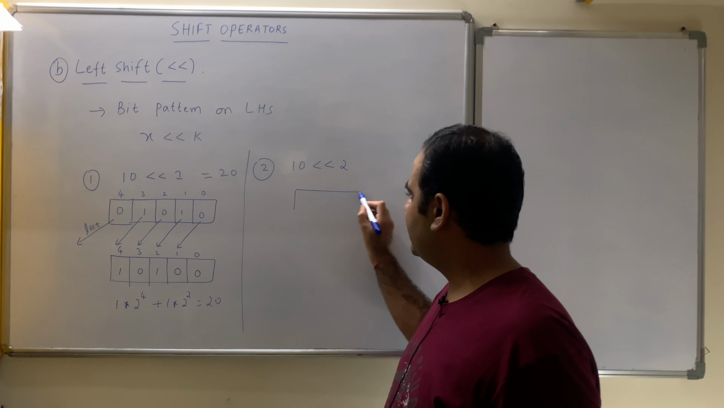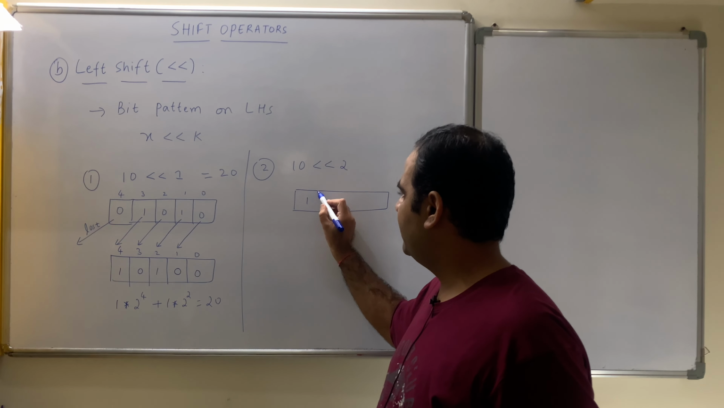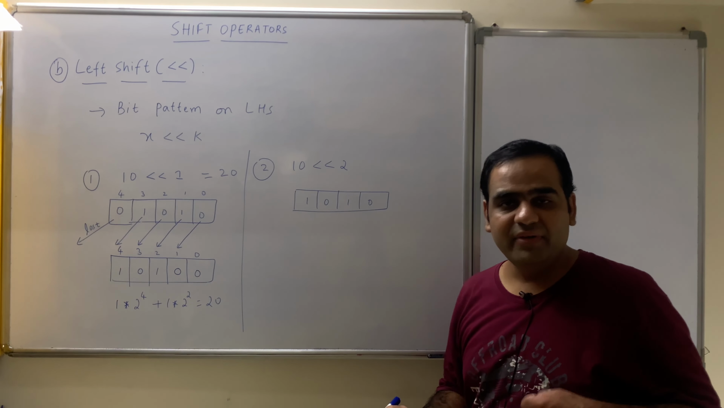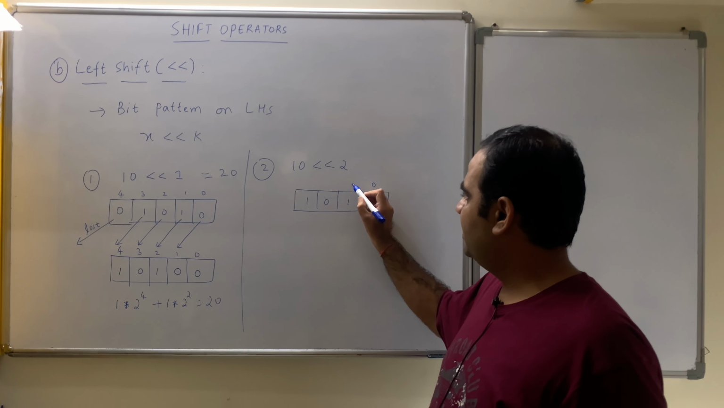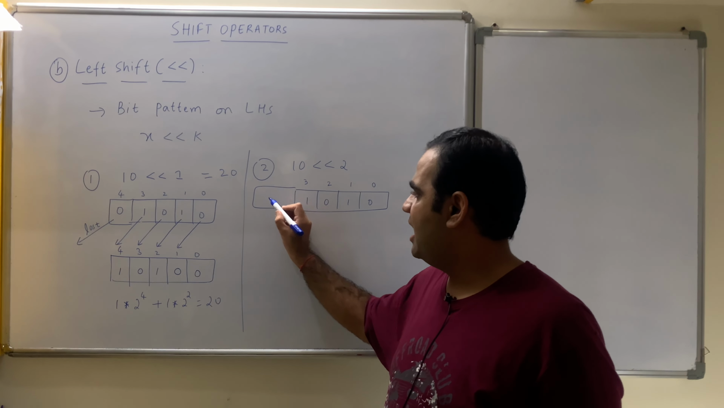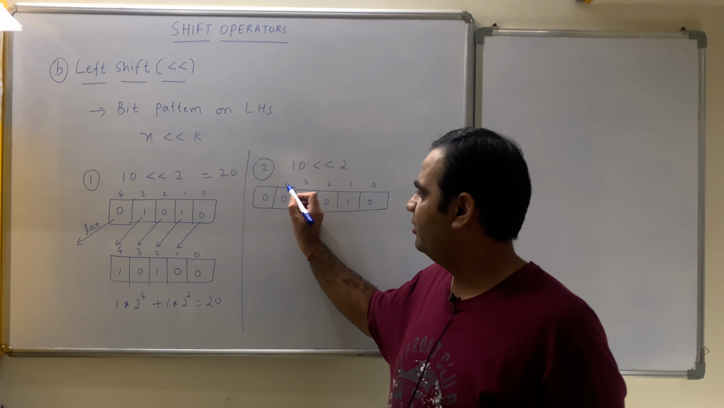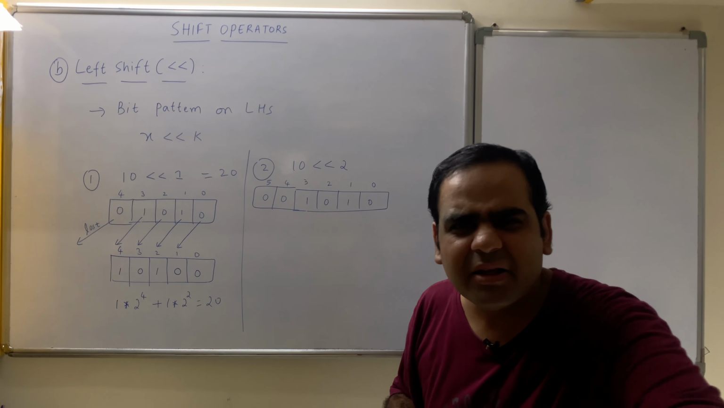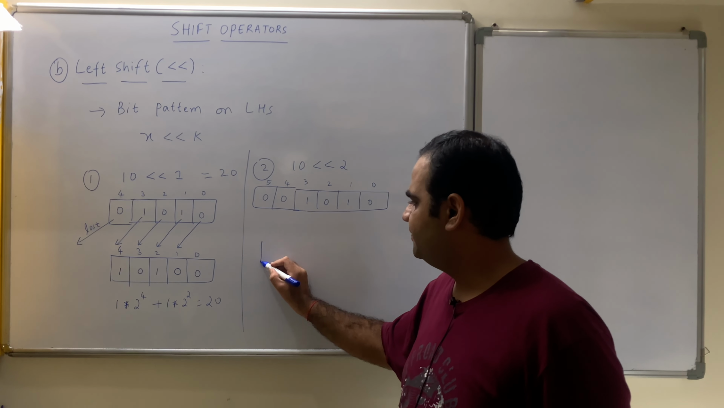Now what is 10 in binary? 10 in binary is again 1010. This already we know. Now this is 0th bit, first bit, second bit, third bit, and let's add 2 zeros on the LHS. Why 2 zeros? Because you are shifting the bit pattern by 2 places on the LHS.